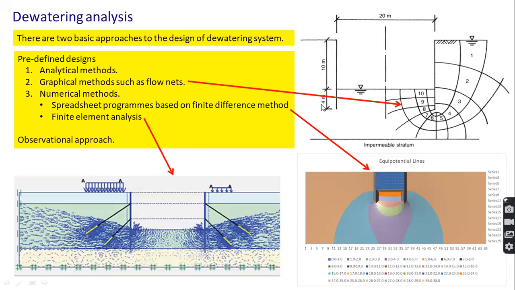The dewatering analysis can be carried out in broadly two different ways: predefined designs using analytical methods, and graphical methods such as flow nets, which are widely used. Then there are numerical methods. Some typical examples are shown here. There are spreadsheet-based finite difference programs, and finite element packages are also available for dewatering analysis. Whatever you do, groundwater flow analysis is very much dependent on the coefficient of permeability of the aquifer, the equivalent coefficient of permeability.